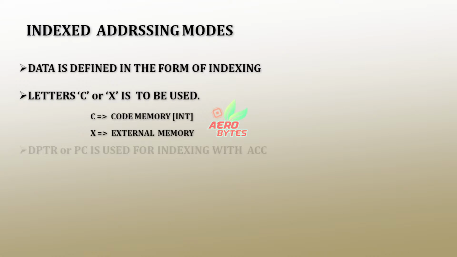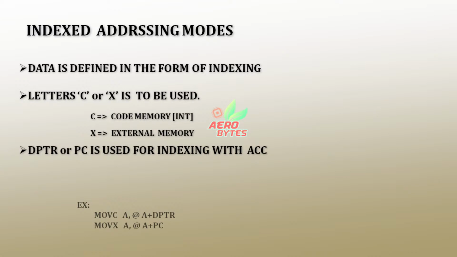Then the data pointer or PC is used for indexing with the accumulator. This type of instruction may contain only DPTR or PC. MOVC, that is, code memory, A comma @A plus DPTR. I am explaining this instruction by using an example program.